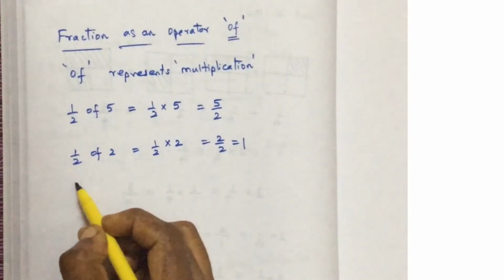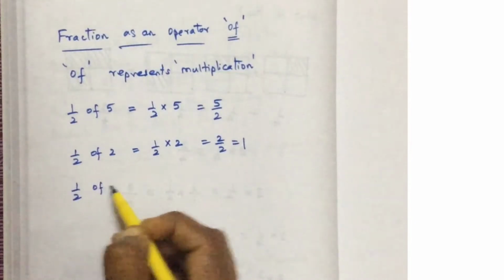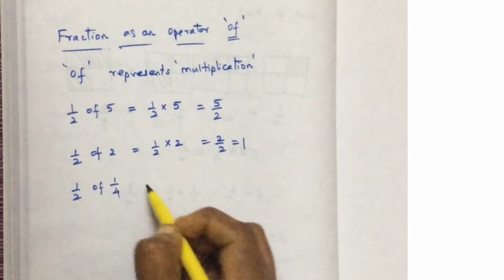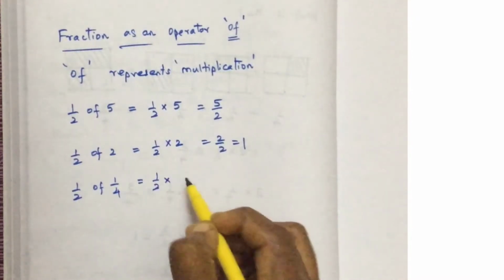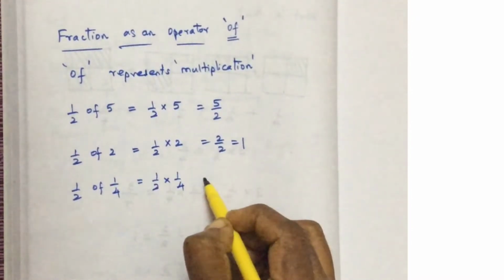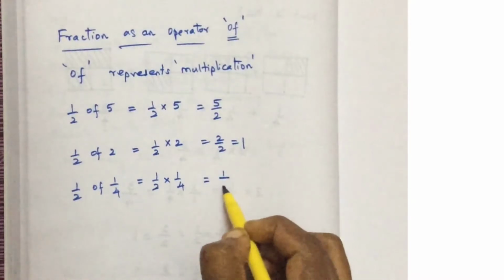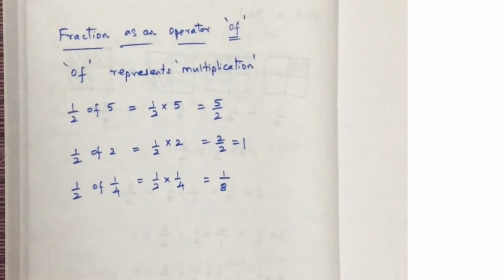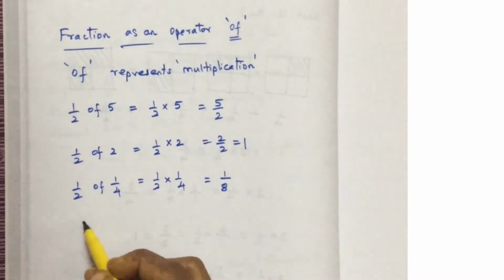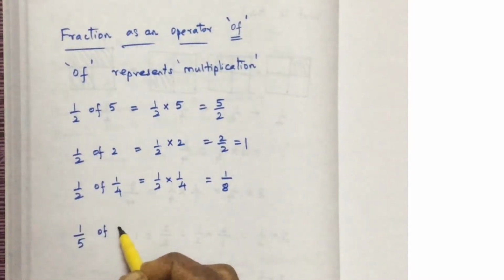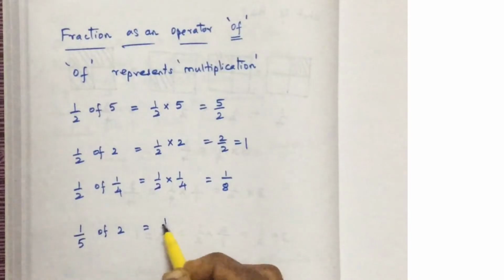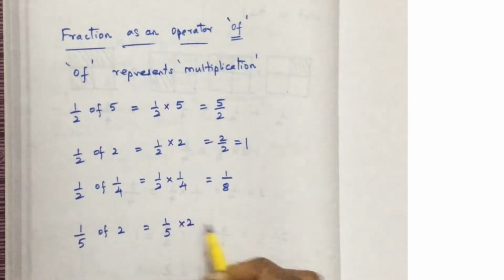Next, 1 by 2 of 1 by 4, that is 1 by 2 multiplied by 1 by 4, that is equal to 1 divided by 8. 1 by 5 of 2, that is equal to 1 by 5 multiplied by 2, that is equal to 2 by 5.